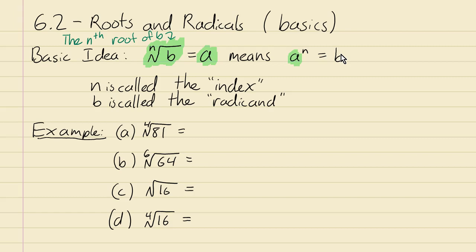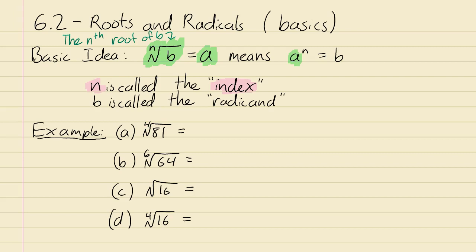The number n, the little symbol above the square root there, is called the index of the root, or of the radical. So here you have index 4, index 6. Here you don't see it, but a regular old square root is index 2, because you're trying to find a number you can raise to the power 2 to get that 16. And here we have an index 4. So that's the index.